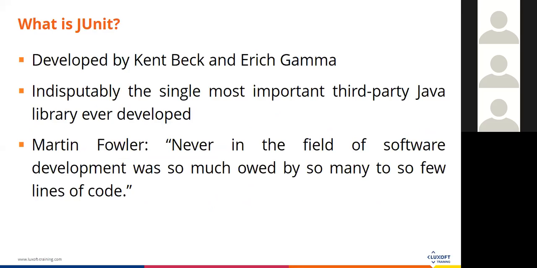How did this start? It was started by two very important people in the Java community, Kent Beck and Erich Gamma. They had some discussions about how to develop safe applications and how to do automatic testing. The story says that they moved to a plane because they needed to fly a long flight, and on the plane they started working on the first version of JUnit. That was many years ago.